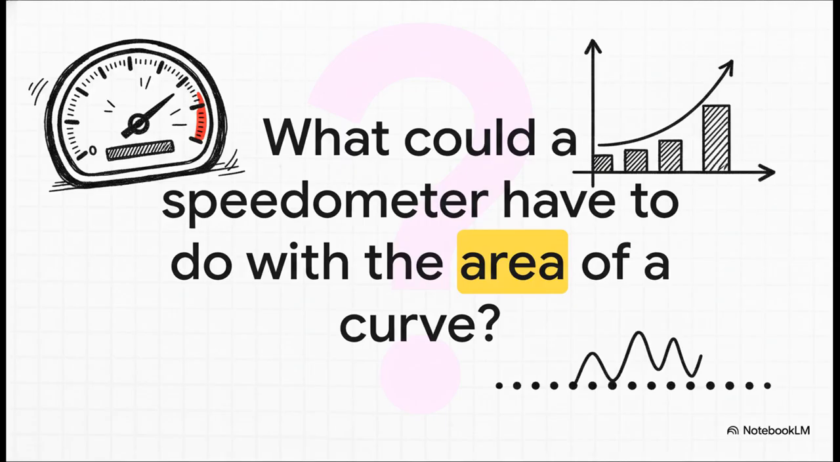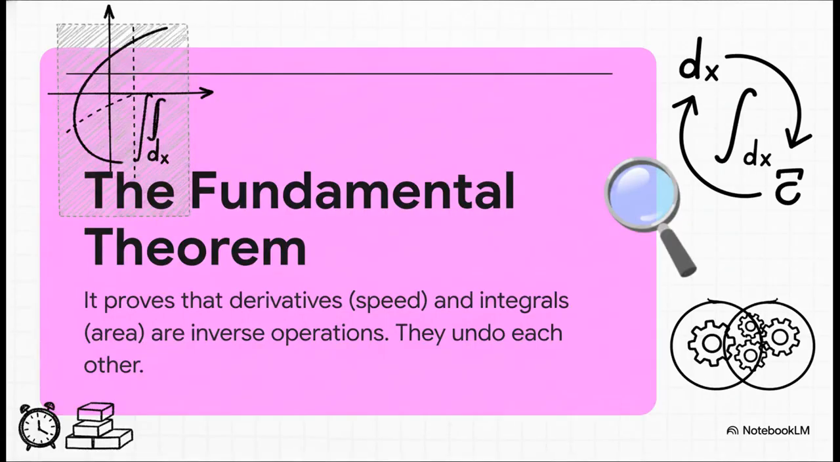They seem completely unrelated. The answer is one of the most beautiful and important discoveries in all of mathematics, the fundamental theorem of calculus. And here's what it proves: that these two operations, finding a rate and finding a total, are perfect inverses. They literally undo each other, just like multiplication and division do. It turns out they are two sides of the exact same coin.